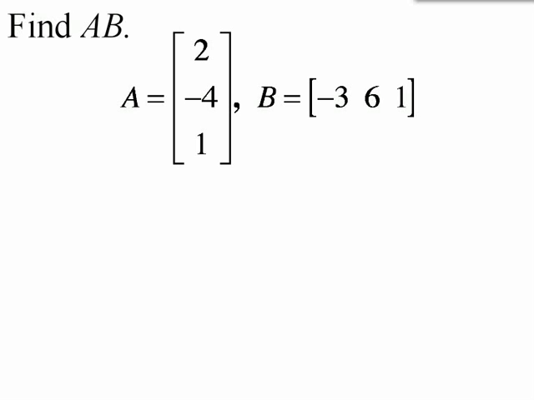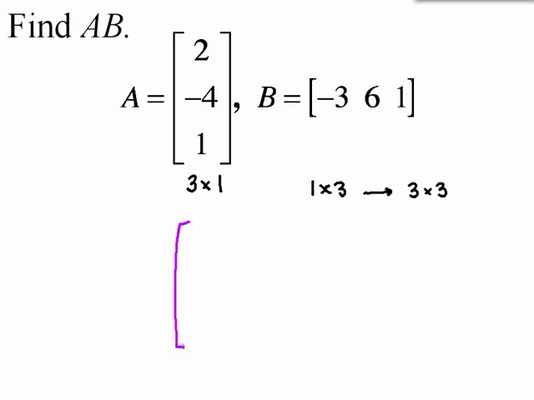Alright, so let's look at this last one. What are the dimensions of A? A is a 3 by 1. What is B? 1 by 3. So can you multiply them? Yep, and my net result is a 3 by 3. Now, normally the 3 by 3 is kind of long. This one actually goes fairly quick.